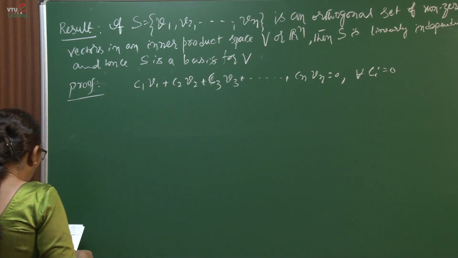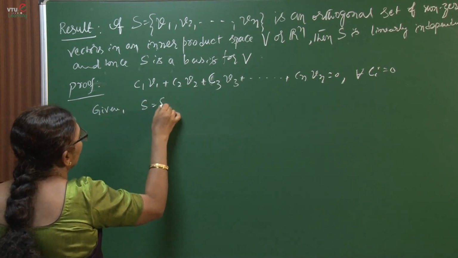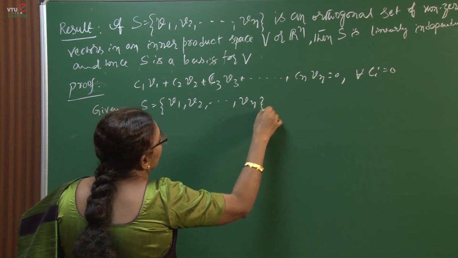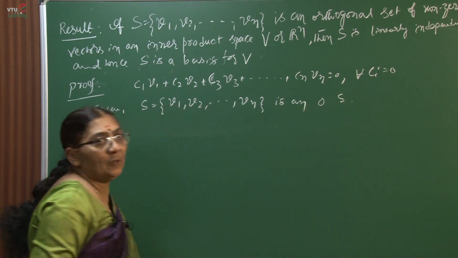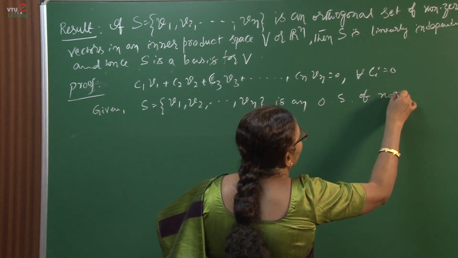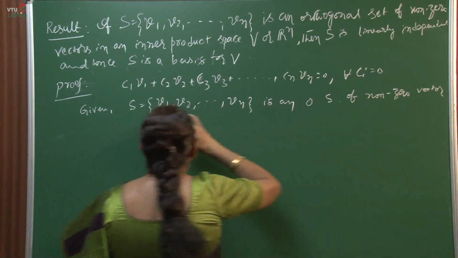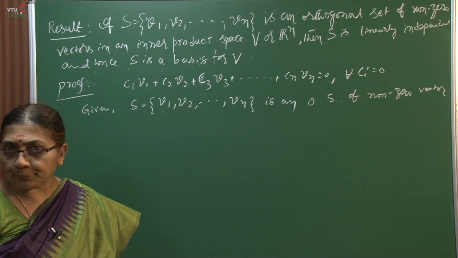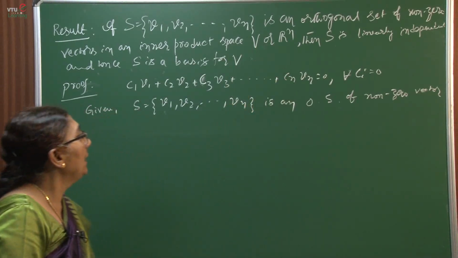Therefore, what are we going to do here? What is given here? Given S = {V1, V2, ..., Vn} is an orthogonal set. I have written simply OS, which means an orthogonal set of non-zero vectors. I already told you in the previous class about non-zero vectors. What is the meaning of non-zero? At least one of the components of V1, V2, ..., Vn is not equal to 0. But each one has how many components? N components, because R power of n.